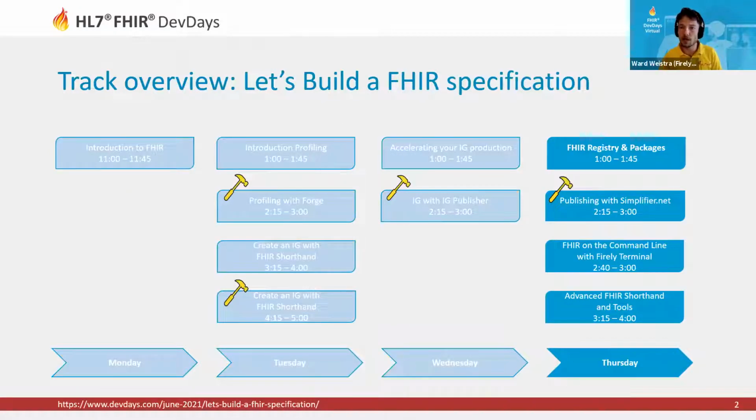I'll quickly show this slide. This session is part of our Let's Build a FHIR Specification track. You might have joined many of these sessions in the past few days where you've built implementation guides and profiles within Forge and Fish and IG Publisher. And in this session, I will explain to you FHIR packages. And in the upcoming session, publishing with Simplifier.net, I will show you how you can make a FHIR specification and build a FHIR package and implementation guide in Simplifier.